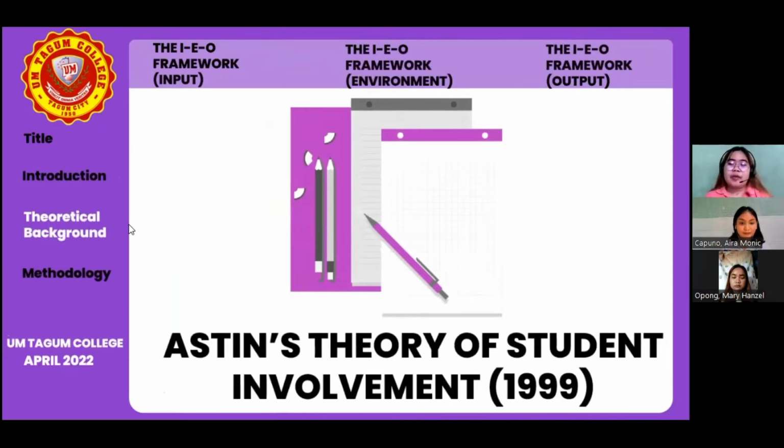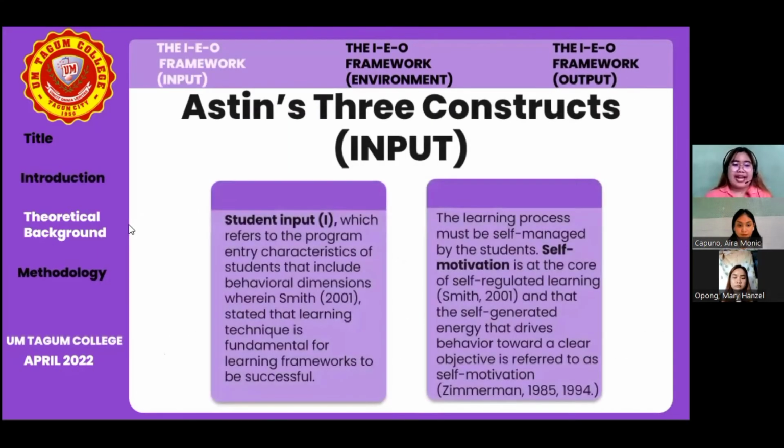The guiding framework for this current study was Astin's Student Involvement Theory of 1999. Astin's Student Involvement Model provides a comprehensive explanation of how students assess the university experience and how these perceptions provide feedback for future improvements for the university. Astin's 1999 theory includes three constructs: input, environment, and output, which he later called the IEO framework. So the first one is input.